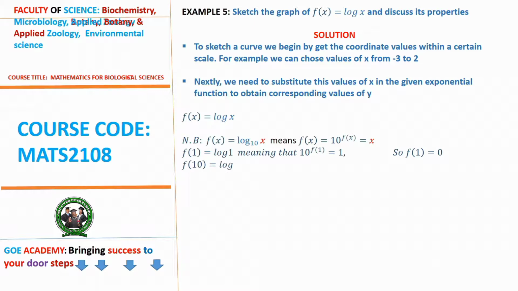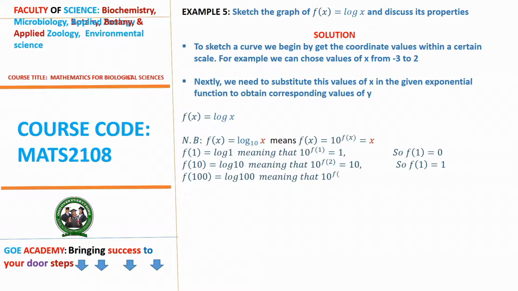So f of 10 equals what? Log 10, right? Or let's start from f of 1. f of 1 equals log 1, which means 10 to the power f of 1 equals 1, right? So f of 1 equals 0, because any number raised to the power 0 is always 1. I believe you all can do this. If you understood the previous exercise, then this should be something simple.